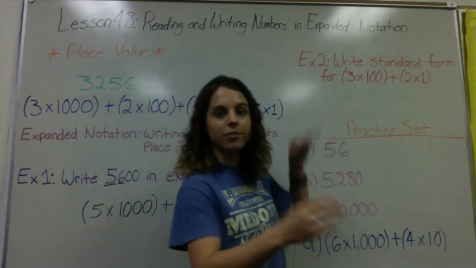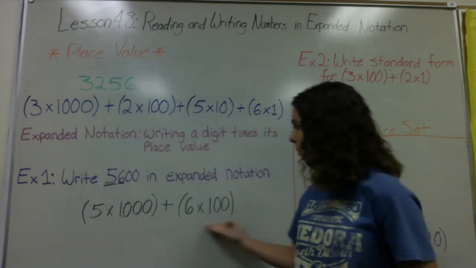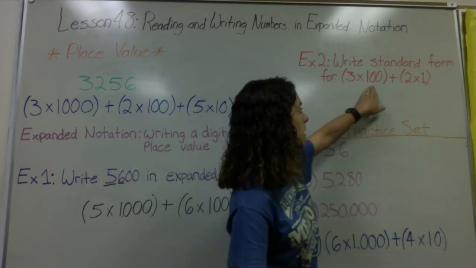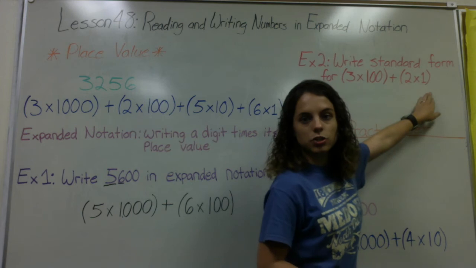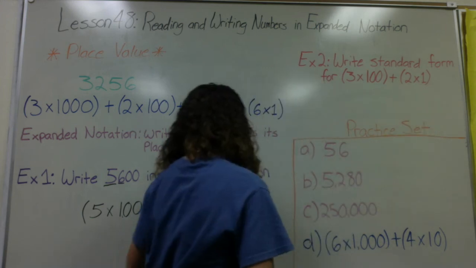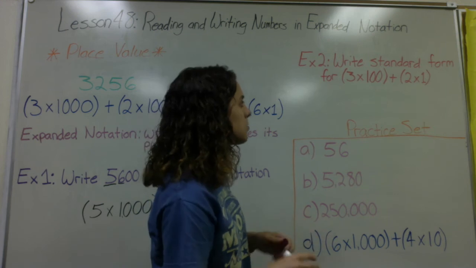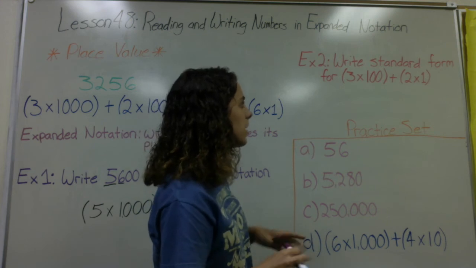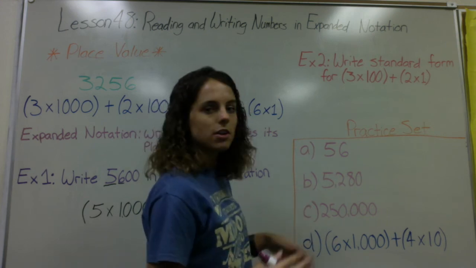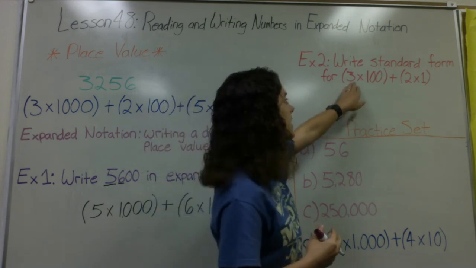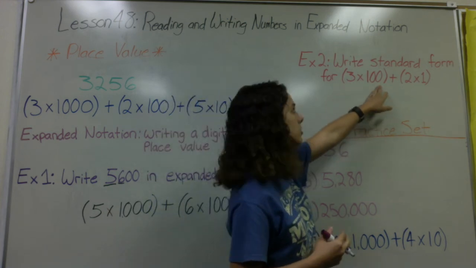So now we're flipping it. It's the opposite of example 1. We want to write the standard form for 3 times 100 and 2 times 1. So the standard form. Now, this is what I want you to do as far as a thought process, and also to start yourself out: our first one that we have is 3 times 100.